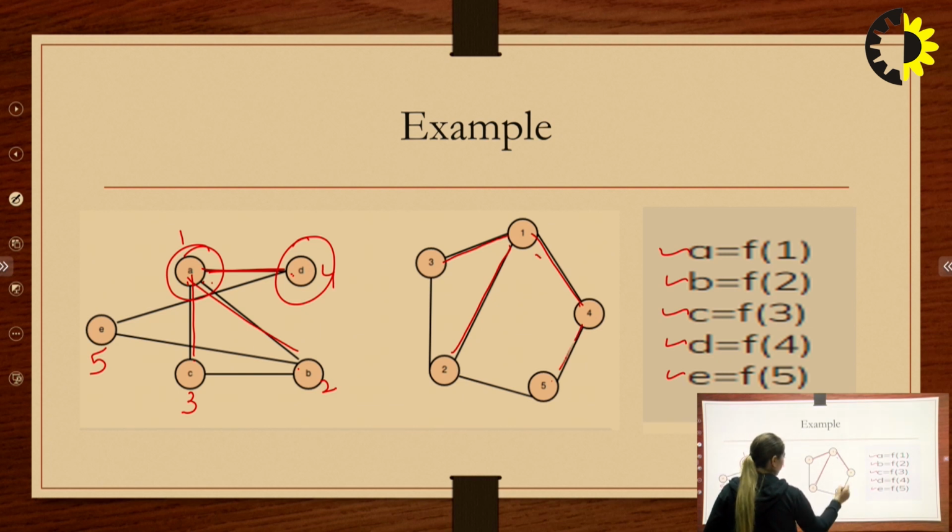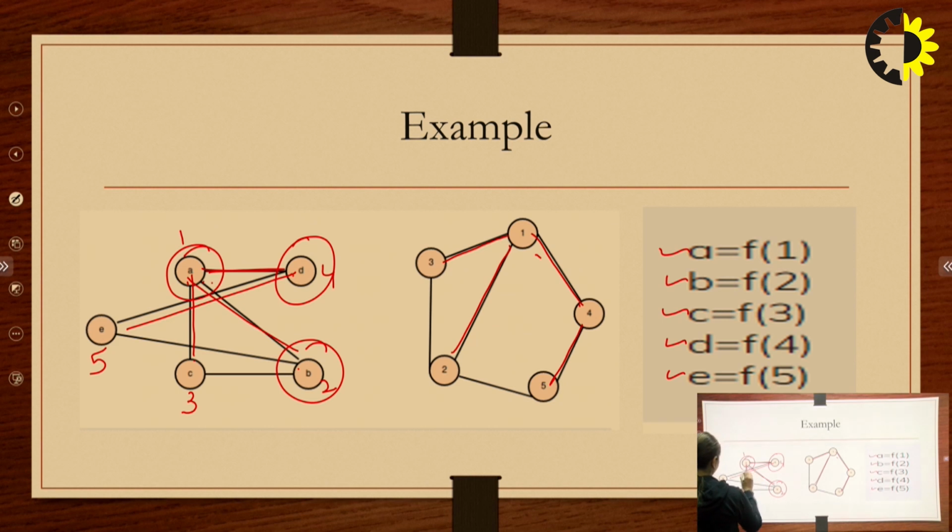4 and 1, 4 and 5, right? 4 and 5, okay. Now check for this one. 2 is connected to 1, 5 and 3. Check for C. It means 3 is connected to 1 and 2. 3 is connected to 1 and 2, right?